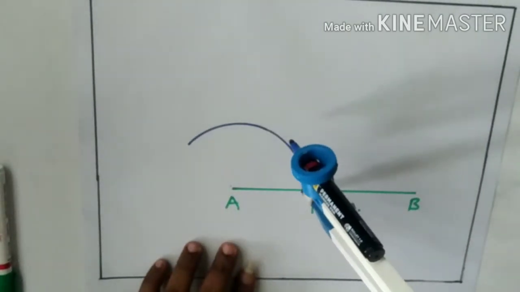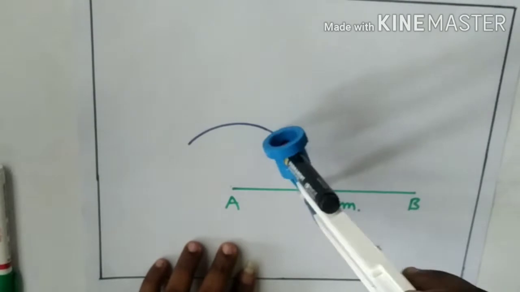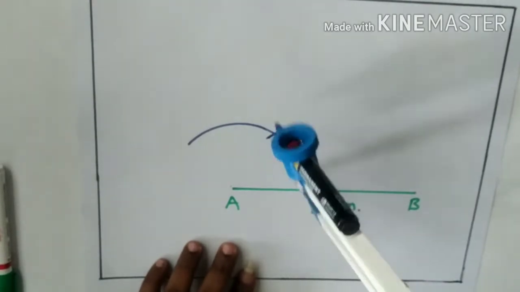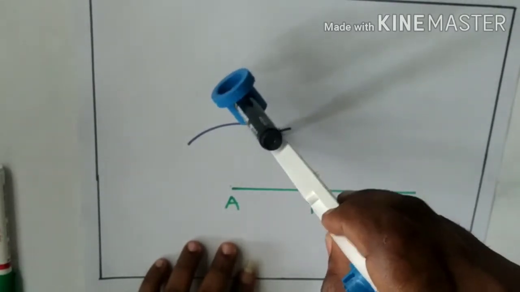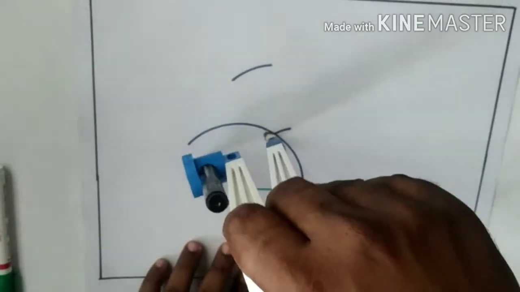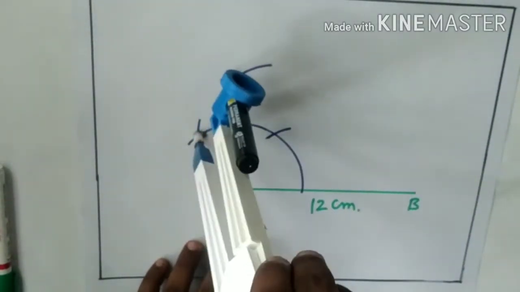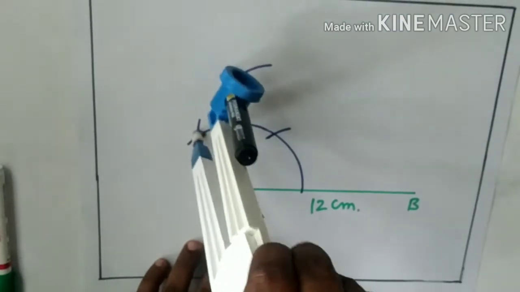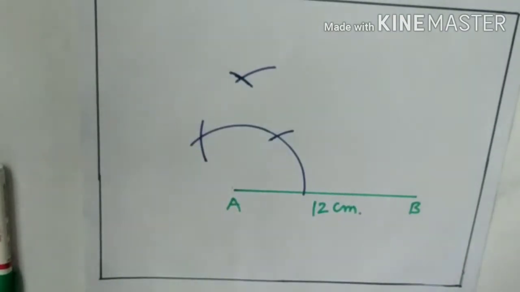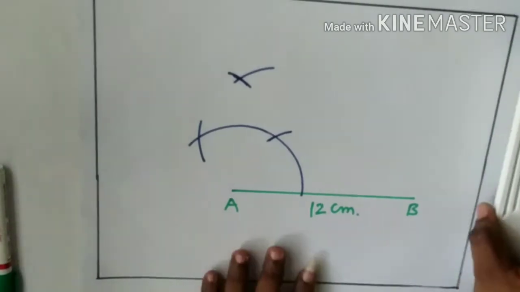Now place the needle here and draw an arc here, and replace the needle, draw one arc above and on the arc. Now replace the needle and cut the before arc. Do not change the distance. You should maintain the same distance.